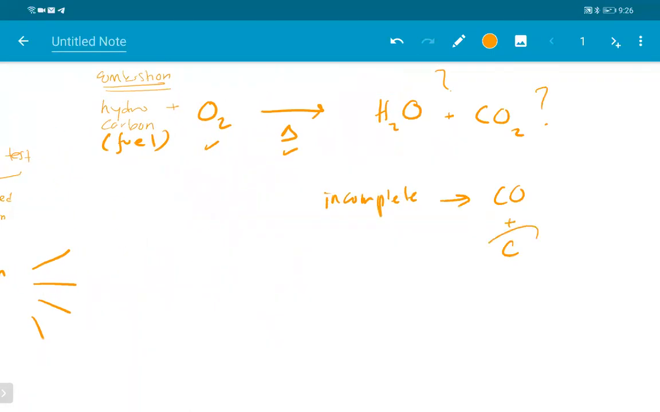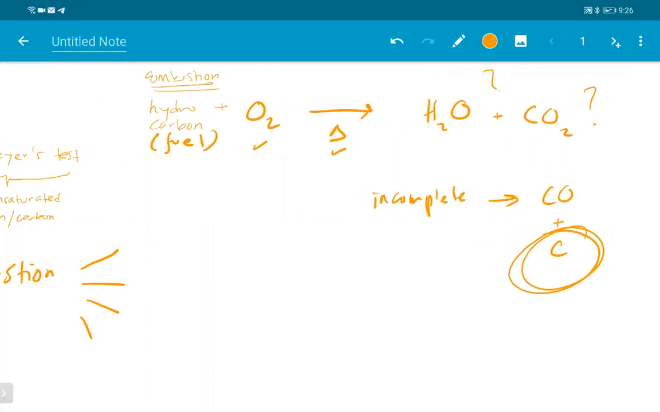Residu tadi it is expected as carbon, indicating that pembakaran adalah tidak lengkap. Okay, if there is no carbon, perhaps it will become carbon monoxide, which is colorless, tak boleh nampak. But basically, the products should be water and also carbon dioxide. Okay, this is the compulsory product from the combustion reaction.